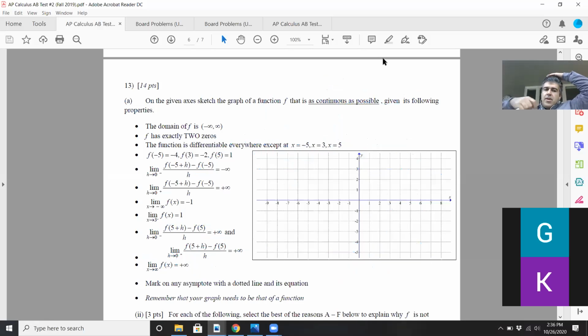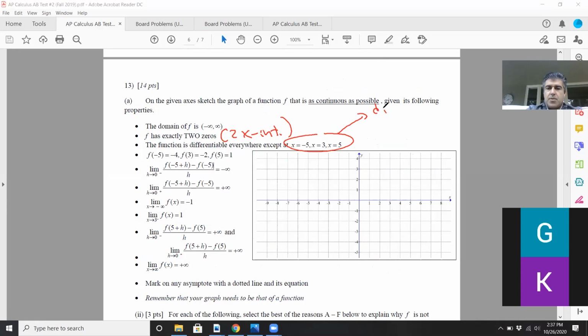So you're told that you have a function f. It's got to be continuous and has the following properties. The domain's all real numbers. f has exactly 2 zeros, it means you have 2 x-intercepts. It's differentiable everywhere but those 3 points. So it means that at these 3 points, there's a few things that could happen.